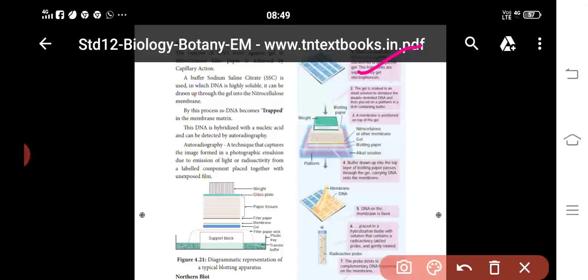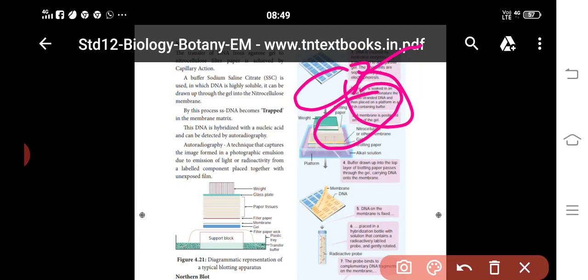Next, transfer of DNA from the agarose gel by capillary action, with a buffer solution, saline. So which buffer solution is used? That is SSC, in which DNA is highly soluble, drawn up to the nitrocellulose membrane. So the DNA is trapped in the membrane matrix. Next one, the DNA is hybridized.